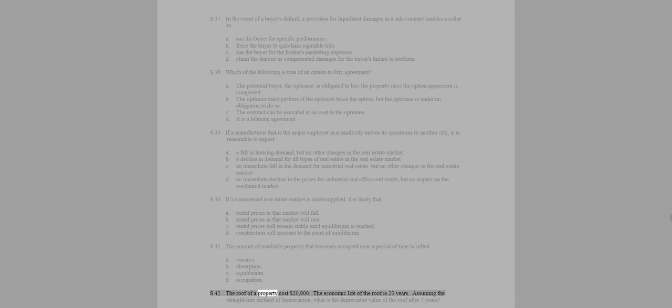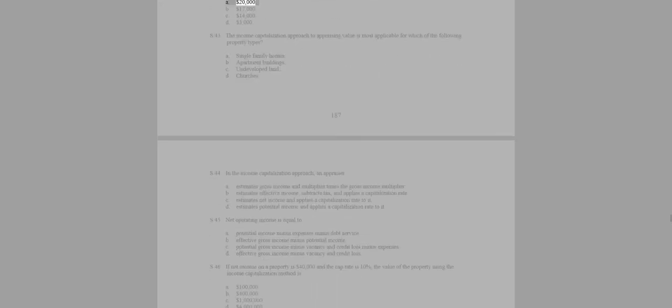S42. The roof of a property cost $20,000. The economic life of the roof is 20 years. Assuming the straight-line method of depreciation, what is the depreciated value of the roof after 3 years? A. $20,000. B. $17,000. C. $14,000. D. $3,000.